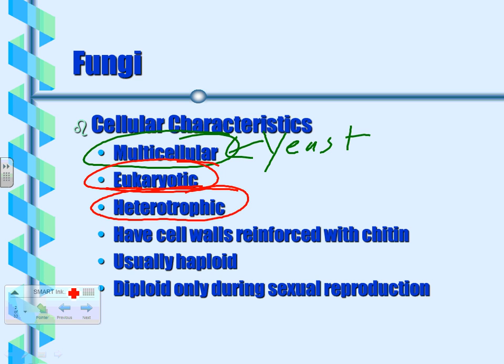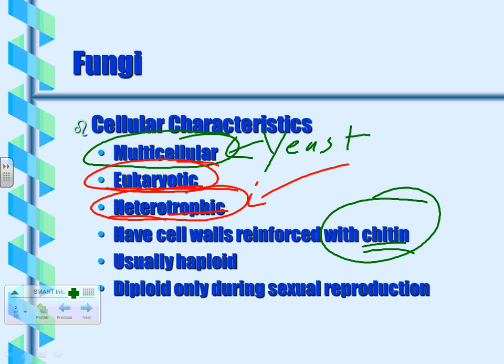They're heterotrophs. They have to get their energy from other places. They can't use sun energy. They have to eat. They do almost all have cell walls, and they're typically reinforced with chitin, which is what kind of macromolecule? Carbohydrate, similar to like cellulose or starch.